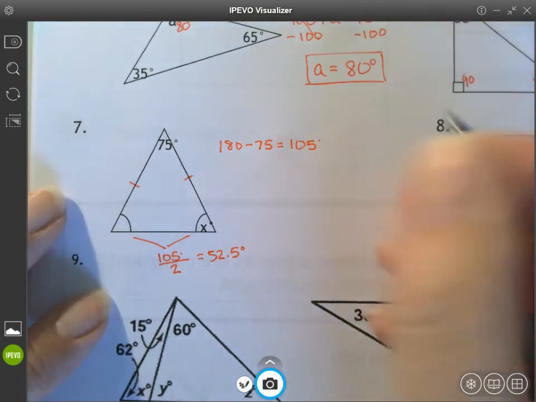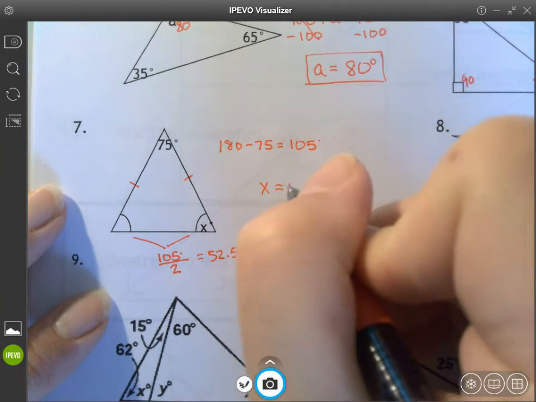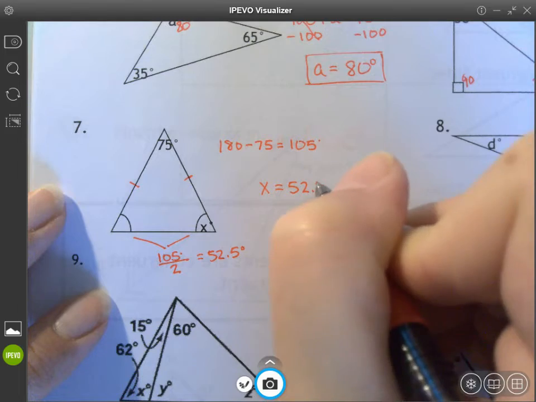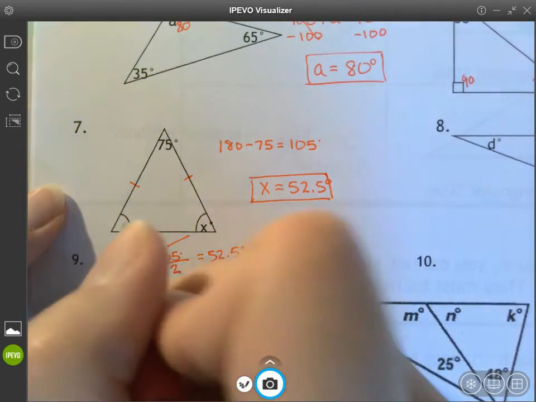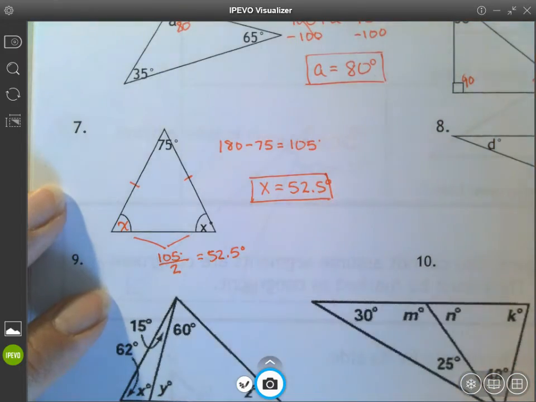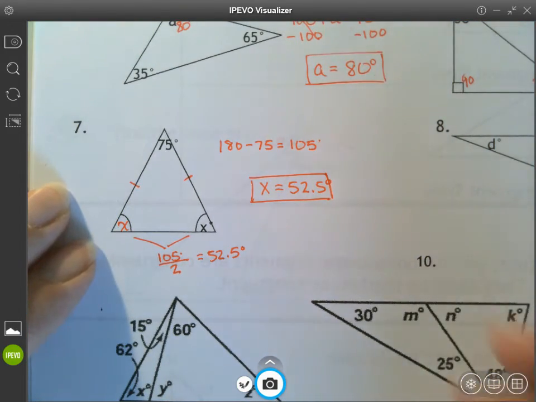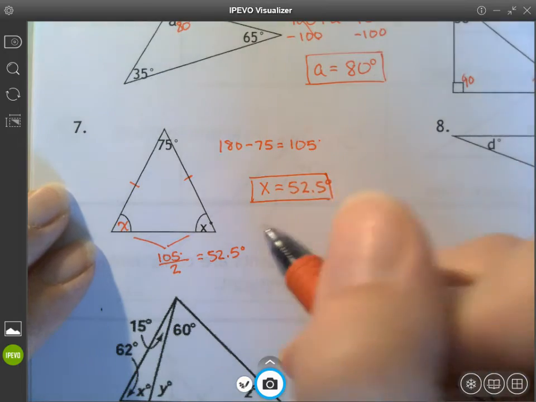52.5 degrees. So X is 52.5 degrees. Guys, what did I really do? I looked at this. If this is X and this is X, so this is where if I couldn't do that in my head, here's what I know. Just another way to look at this.